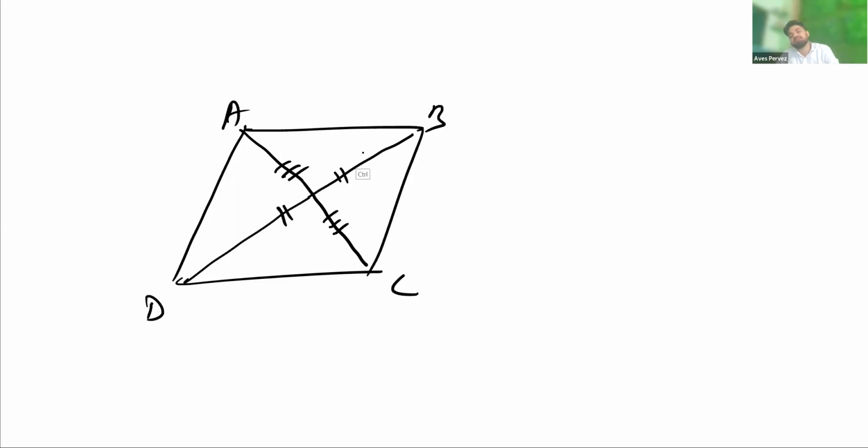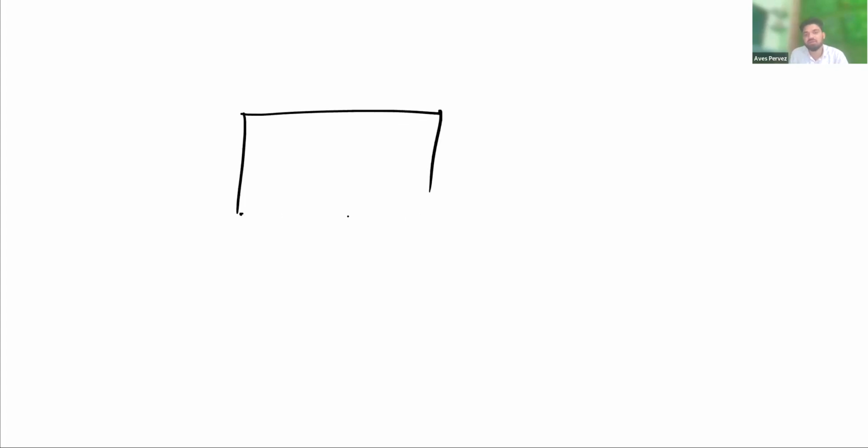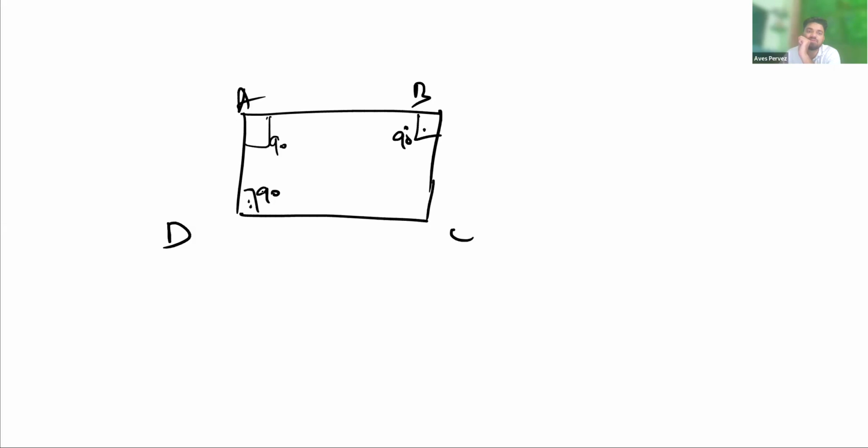Okay. Now moving to the next part: if you need to prove that ABCD, a quadrilateral, is a rectangle. For proving a parallelogram as a rectangle, you need to prove any one of its angles as 90 degrees. Any vertex angle. Because if this is 90, then it will automatically be 90. And since this and this have the sum of 180 degrees, this will also be 90, because 90 plus 90 is 180.